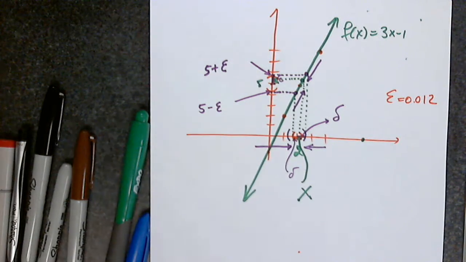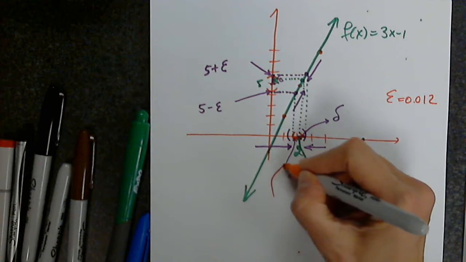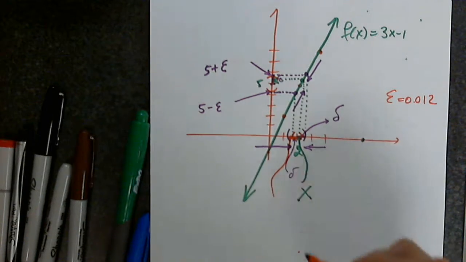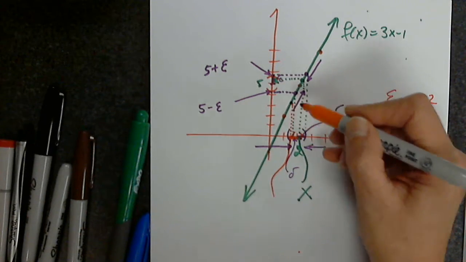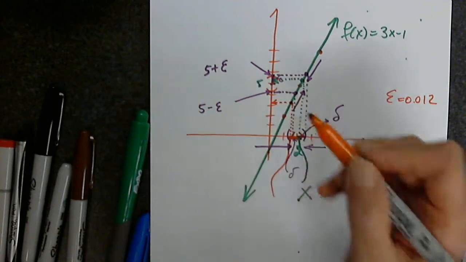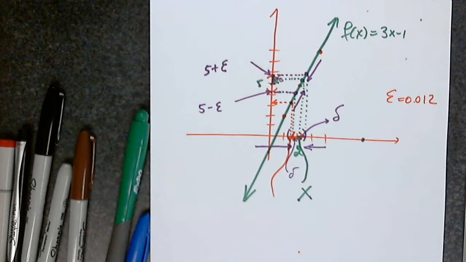Before you answer, what if I pick x here? Using the bigger interval, this is what happens. Does that f of x fall within epsilon away from 5? No. So I have to stick with the smaller interval. Yes, please.